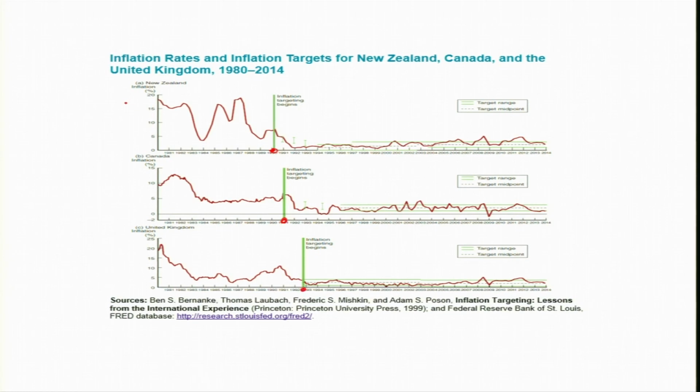You can see the inflation rate on the y axis of this figure, and the time period on the x axis. You can see that inflation has been declining over a period of time. The green line is the target range, and the red line shows the actual inflation rate. For New Zealand, Canada and UK, you can see that the inflation rate has been declining, and they have a stable inflation after adopting the strategy of inflation targeting.